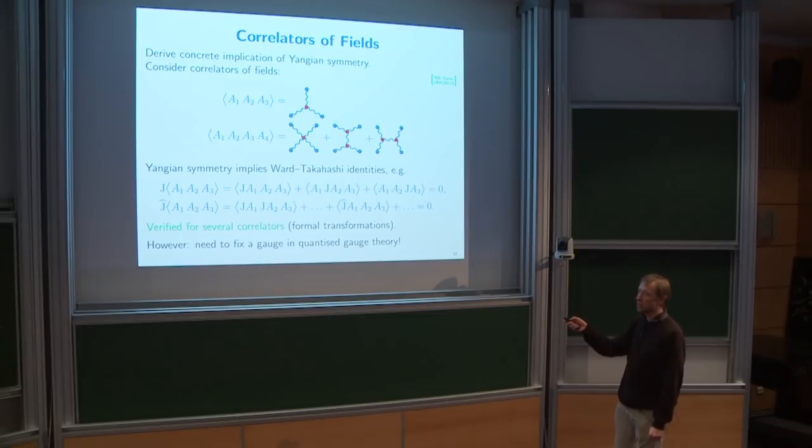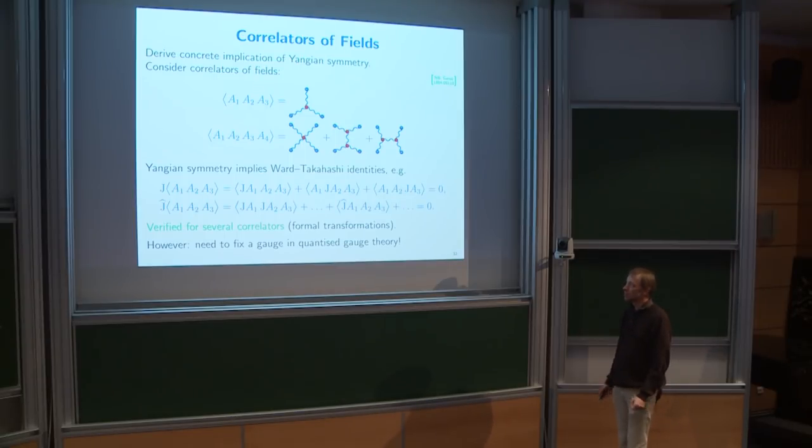And since these are colored objects, you'll need to fix a gauge to make sense of this. This is not an invariant operator which you wrote before. No. I mean, these are in some sense at the heart of them. You can always patch them together, but then you have coincident points, and that introduces some other problems.